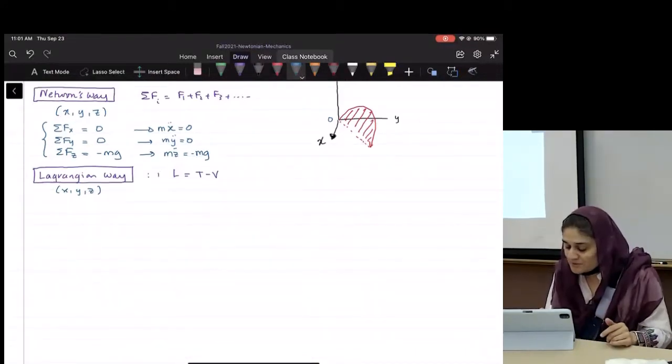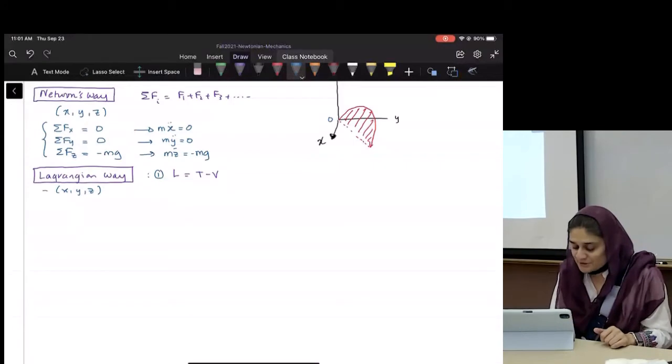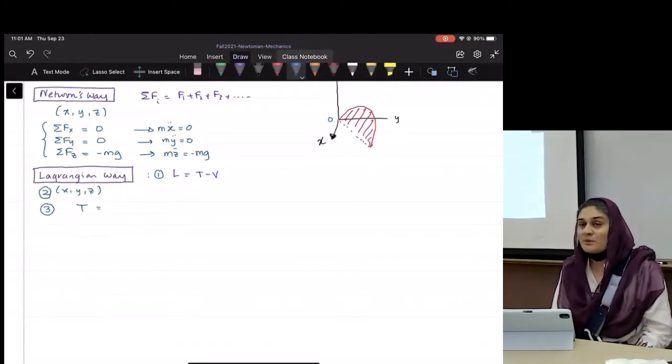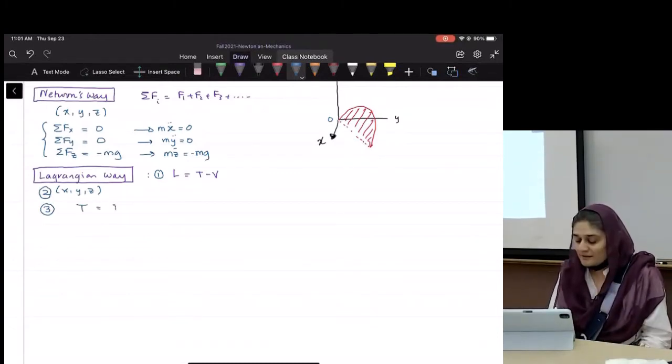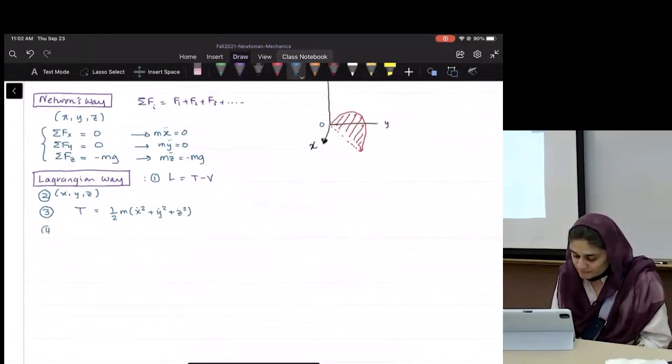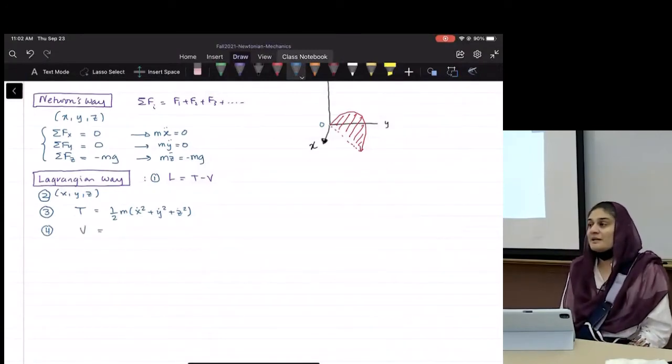Okay, number one was write this, right? Number two is the coordinates. Good. Number three is find T in terms of the chosen coordinates. What would it look like? Number four, find the correct potential. What do you think the correct potential is?